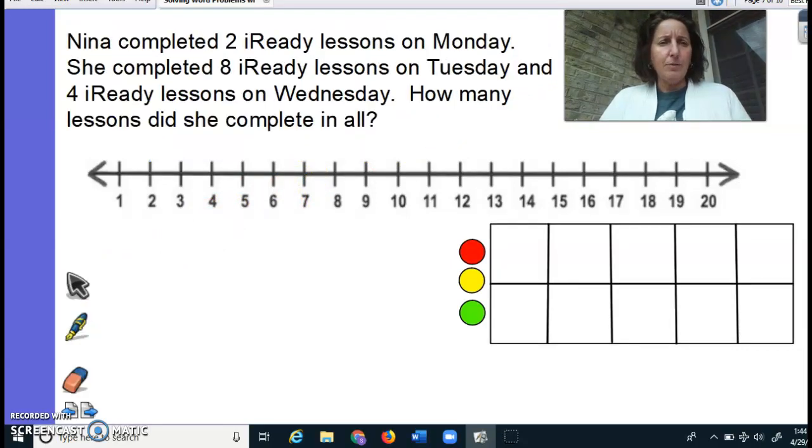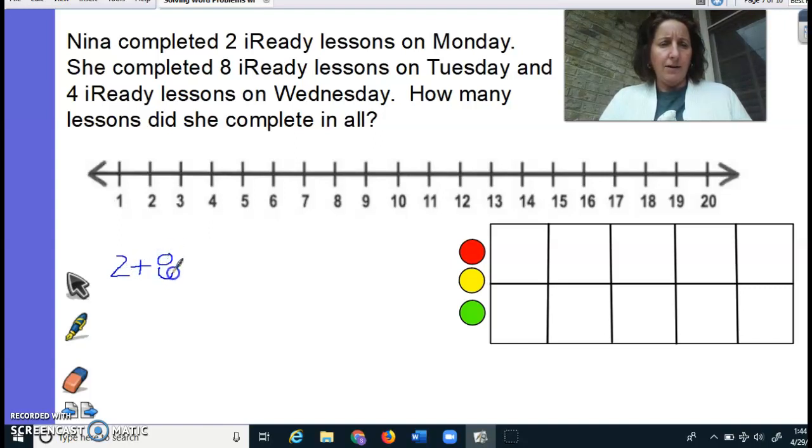It says Nina completed 2 iReady lessons on Monday. She completed 8 iReady lessons on Tuesday and 4 iReady lessons on Wednesday. How many lessons did she complete in all? So the first thing we need to do is write our number sentence. So we know we did 2 plus, and then we did 8 more.